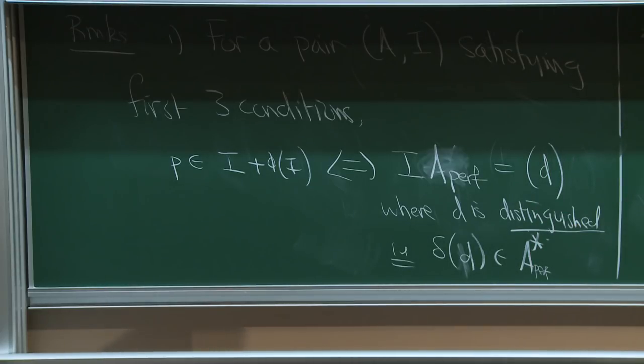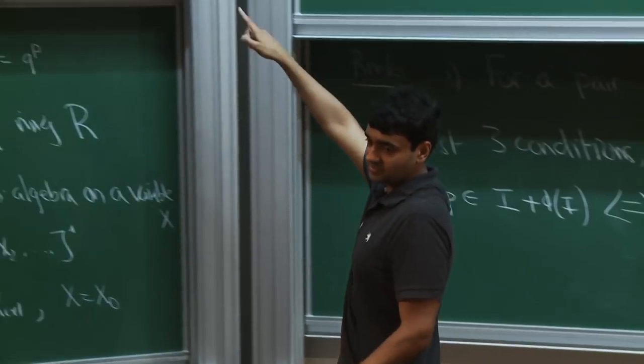No, there's no delta ring where p to the n equals 0. Because if p to the n was 0, then by this thing, p to the n minus 1 would also be 0.